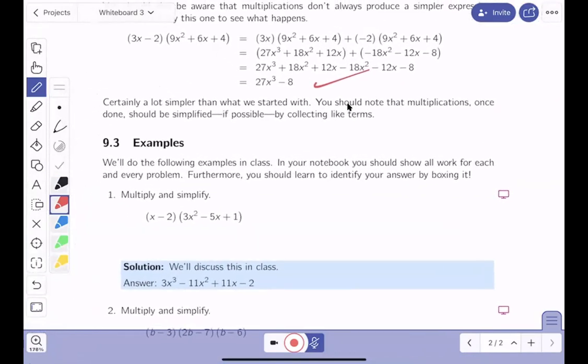Our goal, though, eventually is to look at this and write this down instead. You're never going to get there unless you can multiply. We'll get there eventually. We'll go through a bunch of examples.